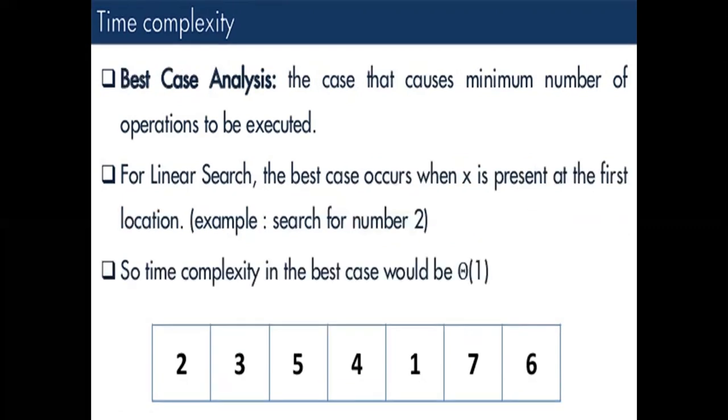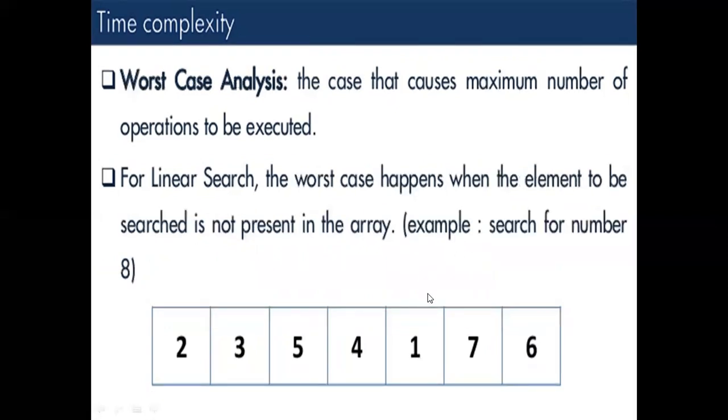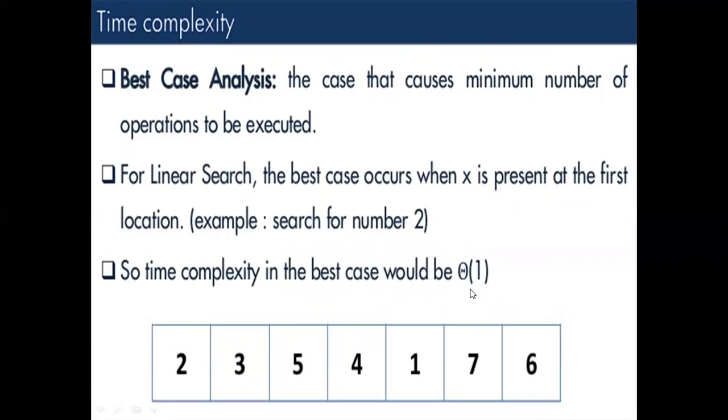For the best case, how much will it take? Suppose you want to search for the number 2. Number 2 is the first element, so this is the best case example. It is available in the first location, so how many steps will it take? Only 1. This is denoted with big O notation, order of 1. In the previous case it takes order of n, that means order of 7. Here it takes only order of 1 because it is available in the first position.